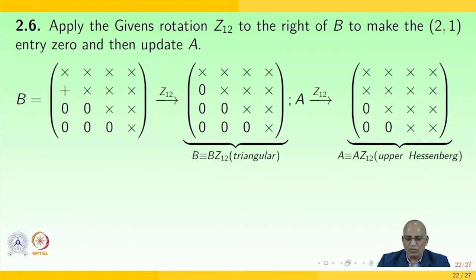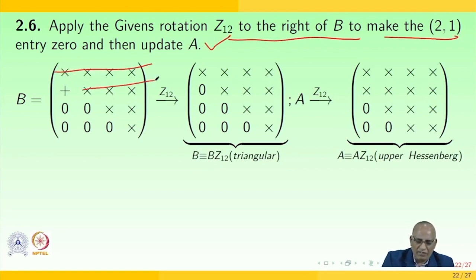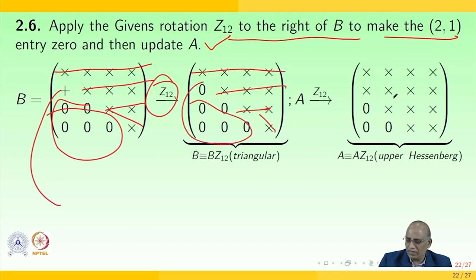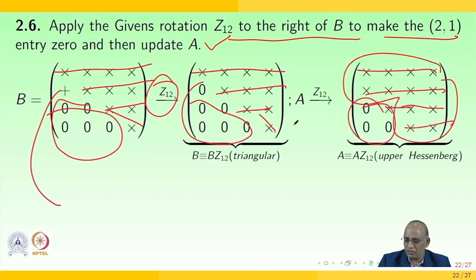Now apply the given rotation Z12 to the right of matrix B to make the (2,1) entry 0, and then update it. See, you do have it, non-zero, and this is the fill-in. These are all zeros. So when you apply Z12, this becomes non-zeros and this is 0. And Z12 will make non-zeros. These three are zeros. This is the upper Hessenberg matrix.